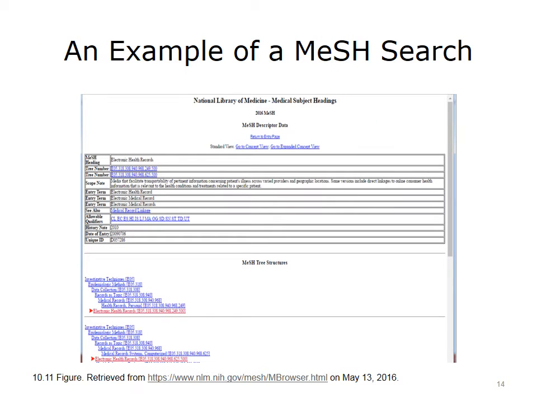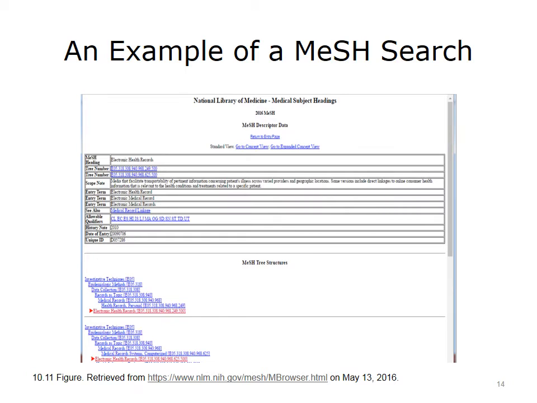Here's an example where the term electronic health record was searched. You can see that some other key terms, such as electronic medical records, also come up. In addition, it's suggested you look at the results for medical record linkage. One important thing to note is how the branching works. The highest order of MeSH heading is investigative techniques, followed by epidemiological methods.